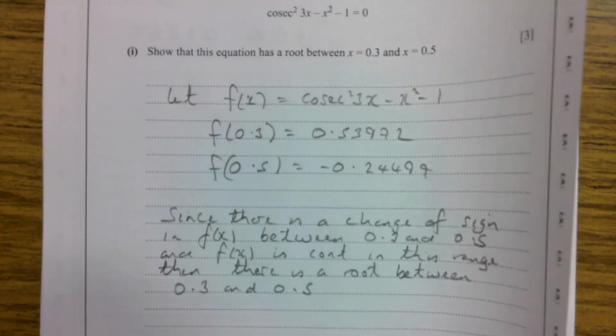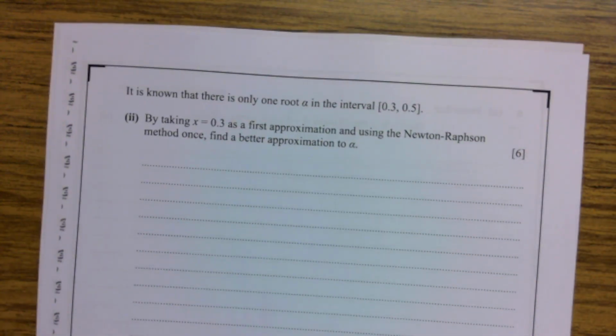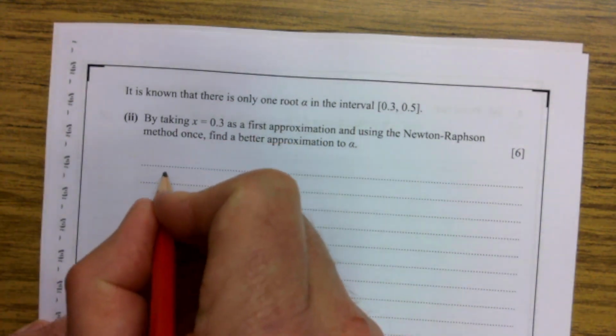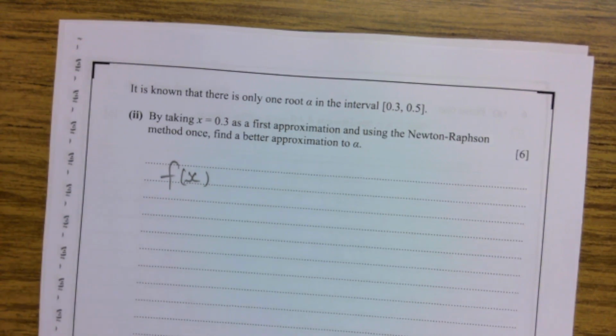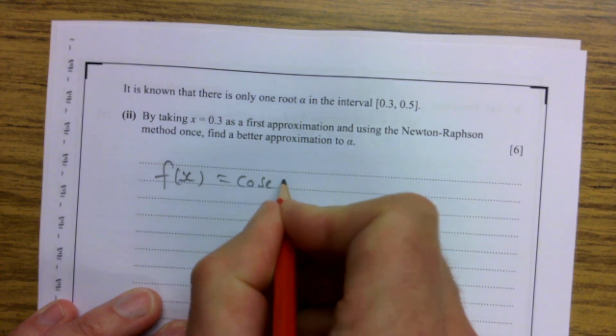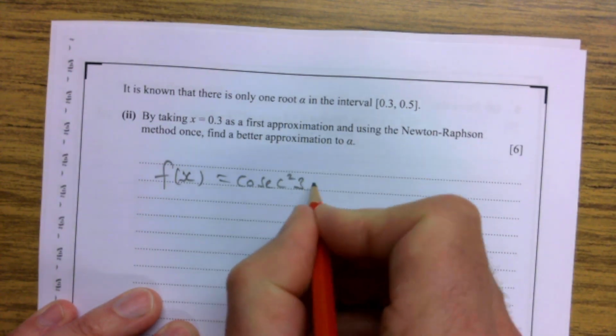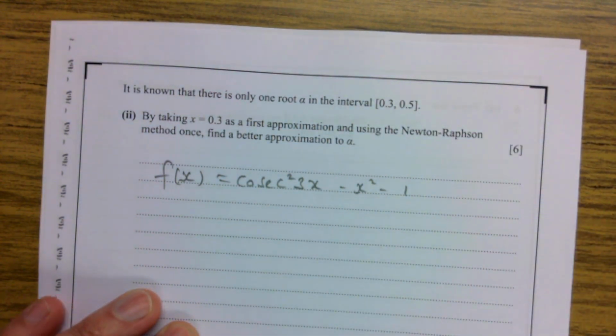So that's part 1. On then to part 2. It is known that there is only one root, alpha, in the interval between 0.3 and 0.5. By taking 0.3 as a first approximation, use the Newton-Raphson method once to find a better approximation to alpha. So we're going to have our same f of x. Just lost my page. f of x equals cosec squared 3x minus x squared minus 1.